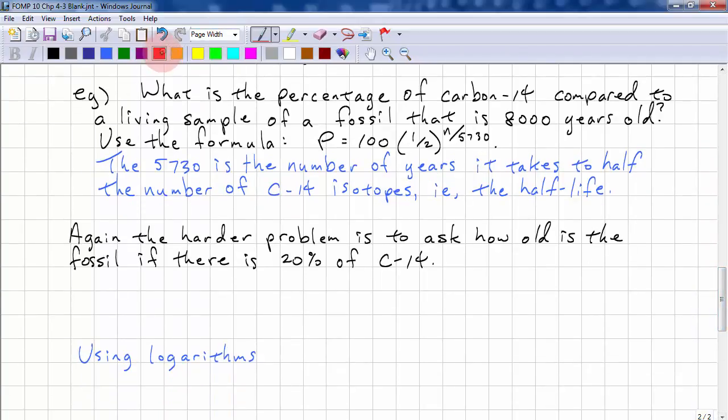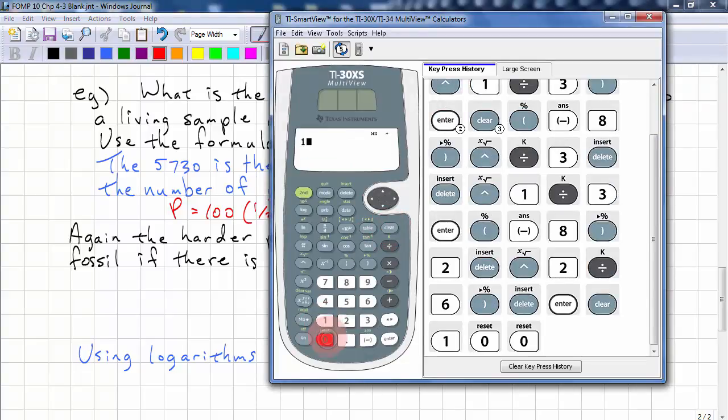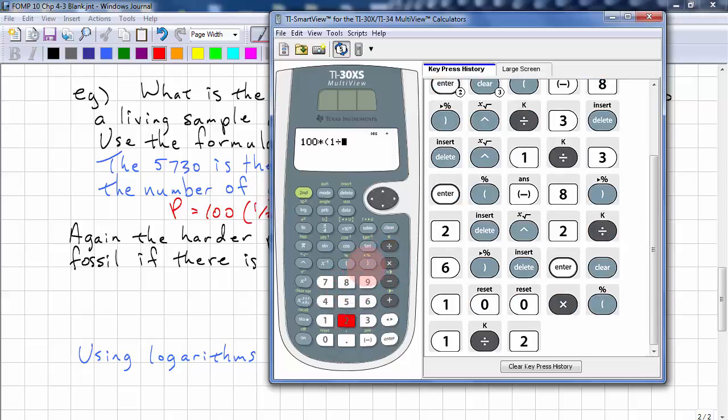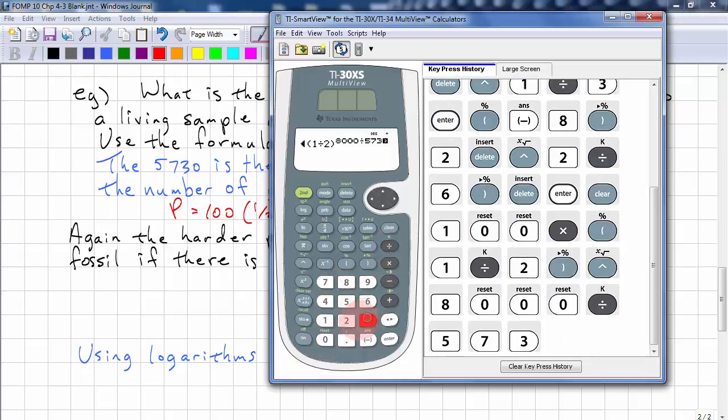And what we do is we just plug it in. So P equals 100 times 1/2 raised to the power of 8,000 divided by 5,730, and that's approximately, let's clear this, 100 times 1 divided by 2 raised to the power of 8,000 divided by 5,730, and we get approximately 38%.